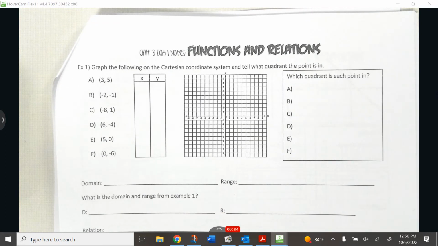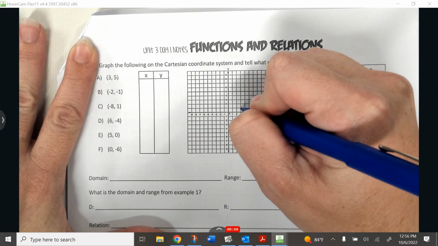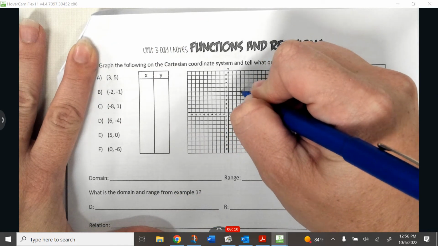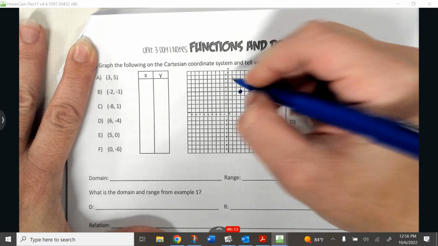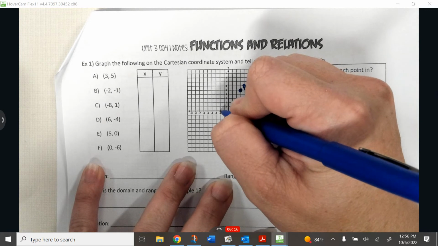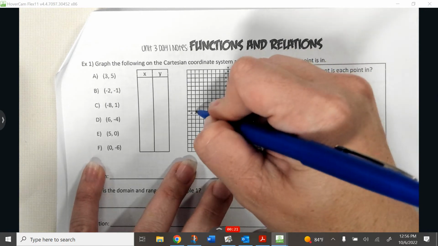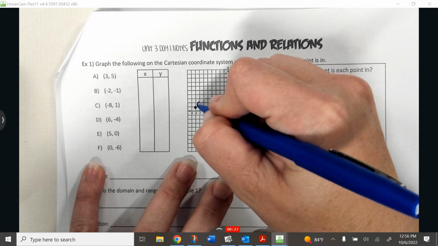Okay, so we're going to plot the points. So I have 3, 5, over 3, up 1, 2, 3, 4, 5. That's point A. I'm going to label mine. If you didn't, that's okay. -2, -1. That's B.